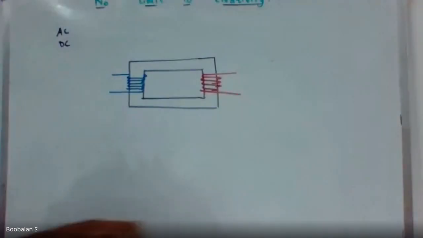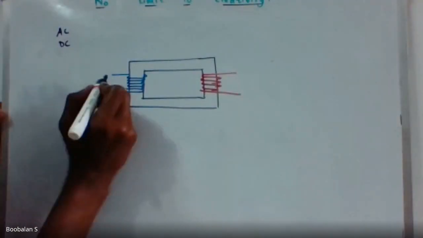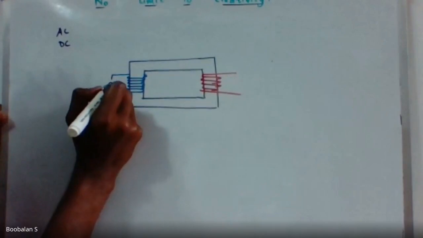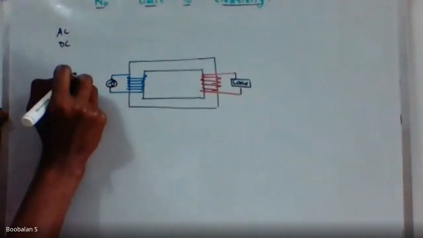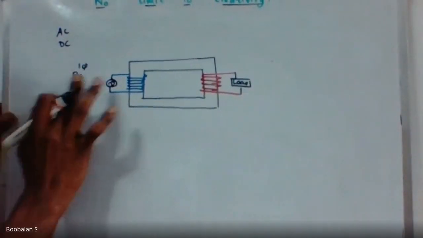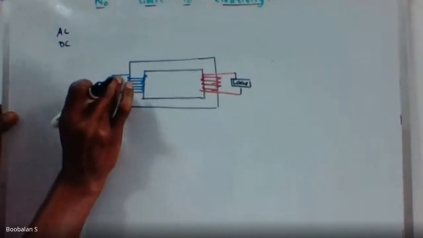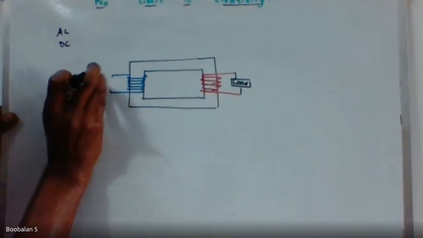Right. So these are my secondary side. Nothing wrong in it, I just need you to understand that concept. So this is my load, and this is my AC power supply. No issues, we already discussed this, right?